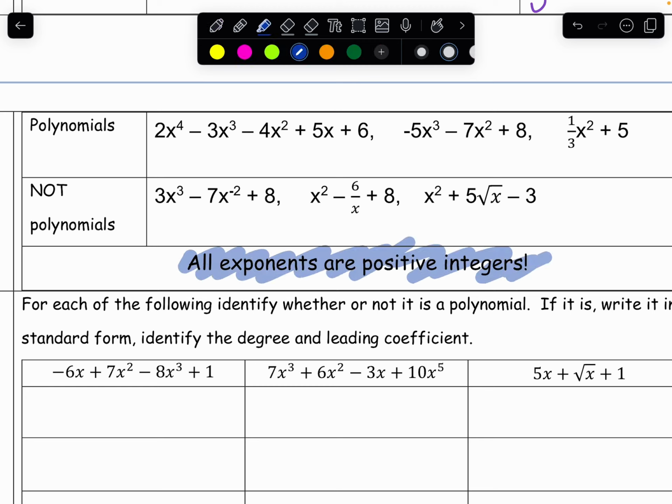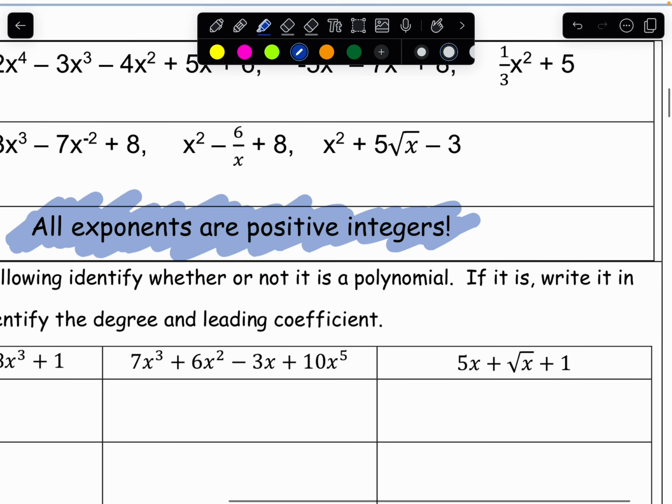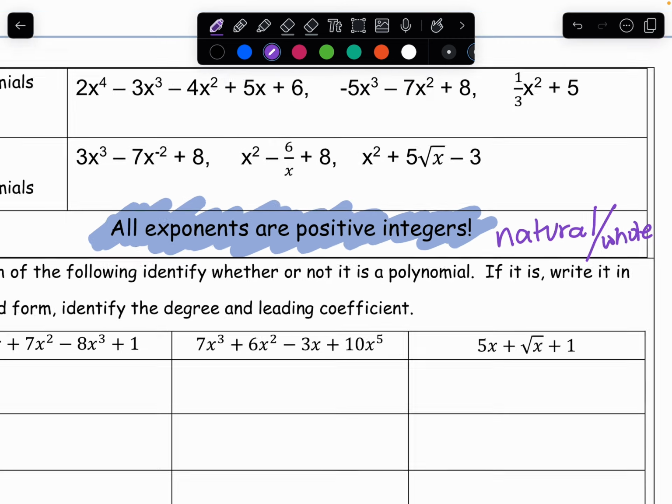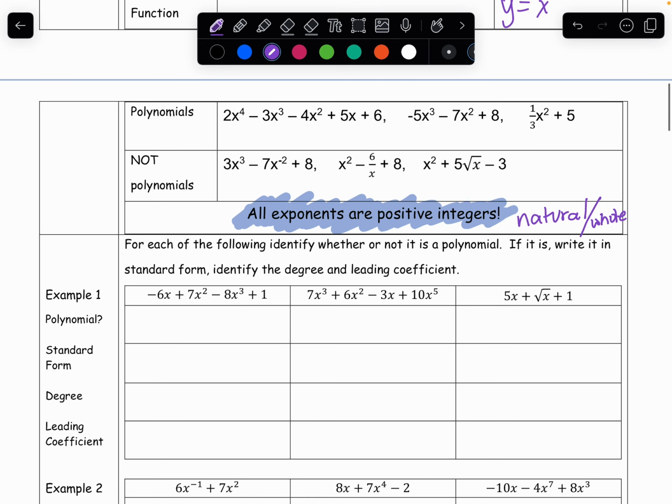So like if you had positive 1/2, it wouldn't work because a half is not an integer. Integers are your counting numbers. You should really think of it more like your natural numbers or your whole numbers.